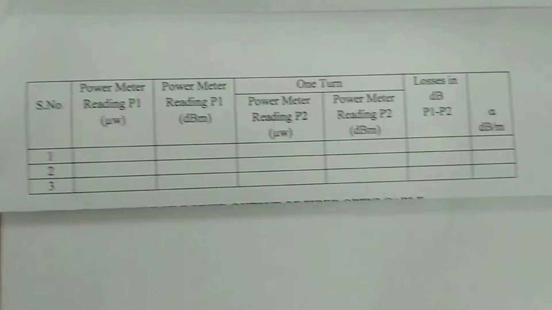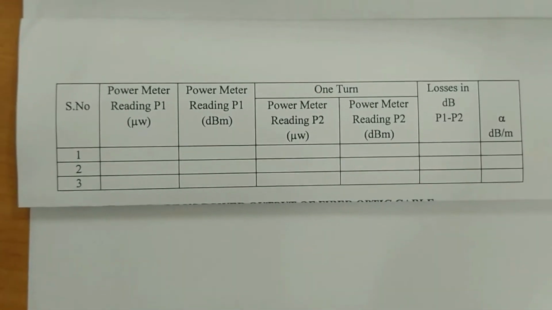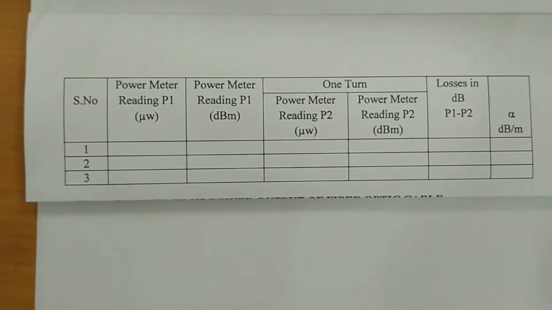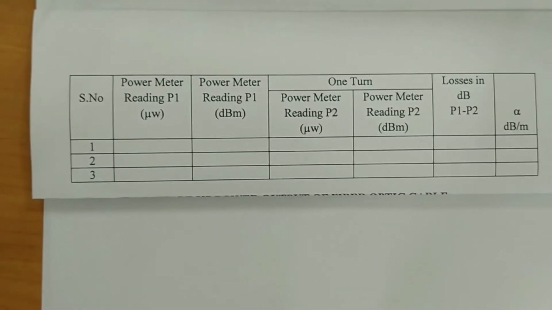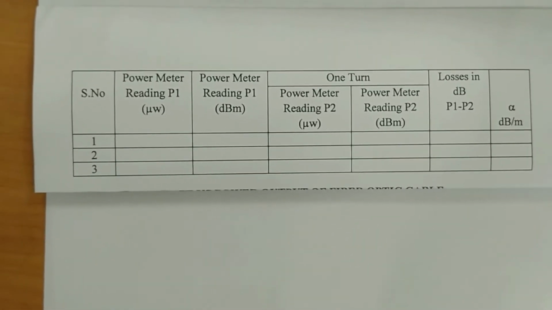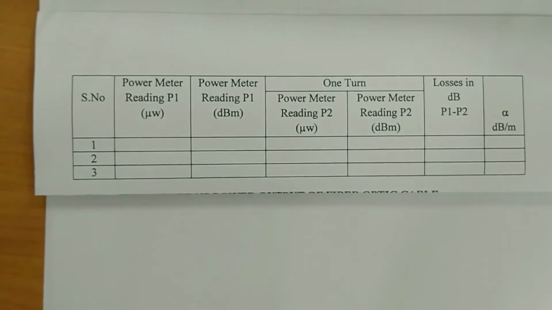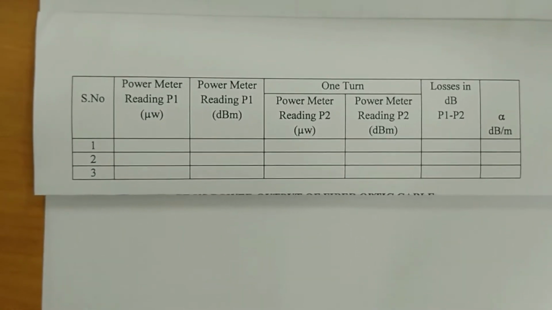The second part of the optical fiber experiment is to find out losses in the transmission of signal while it is propagating in the optical fiber. There are various losses when the signal is passing through optical fiber, and some of the important losses are bending losses.